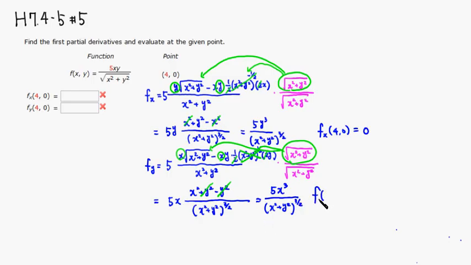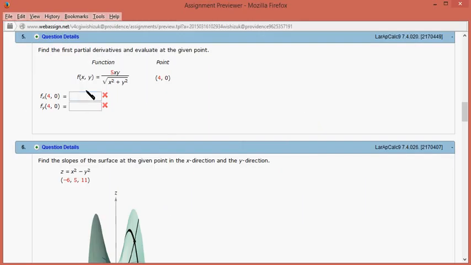If you evaluate that at (4, 0), plug in 4 here, so 5 times 4 cubed over, plug in 4 here, y is 0, so 4 squared raised to the third power, so it's 4 cubed. So it would be 0 and 5. Let's type it in, 0 and 5.